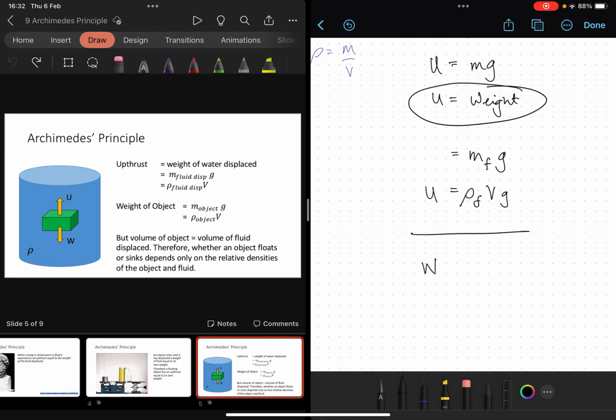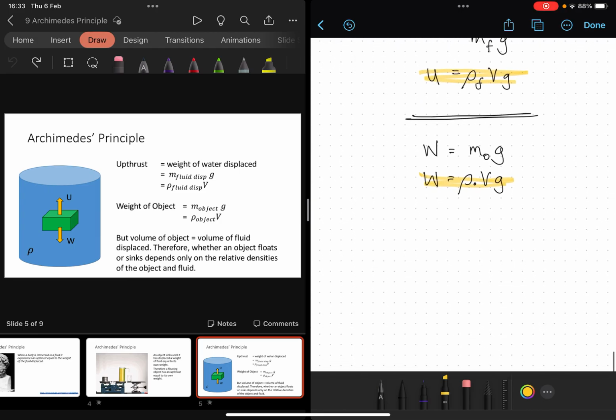Now, the weight of the object is equal to the mass of the object multiplied by g. Mass is density times volume, so it's the density of the object multiplied by the volume of the object multiplied by g. The reason that I've not distinguished the volumes is because the volume of the object and the volume of the fluid are identical if it's fully submerged. So the two V's in our two expressions here are exactly the same. So there's my expression for upthrust and there's my expression for weight.